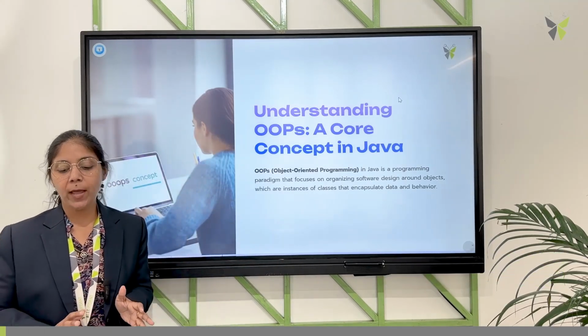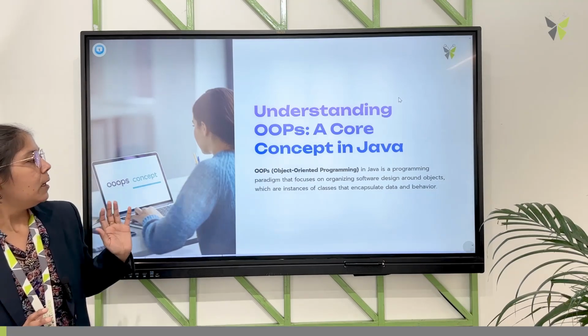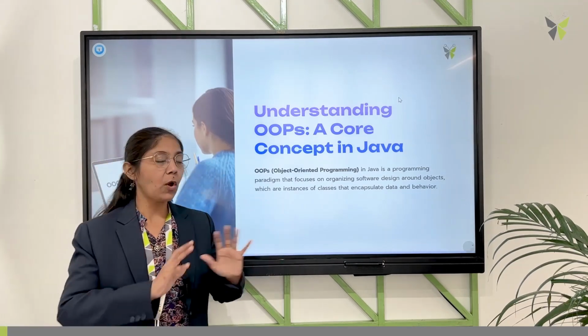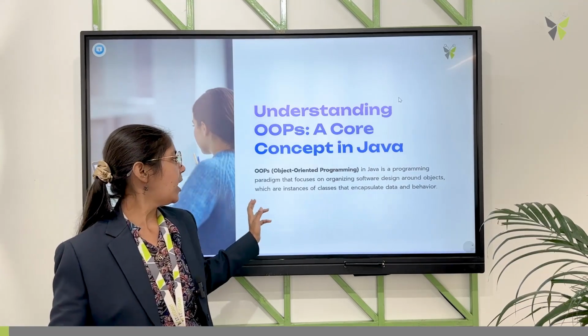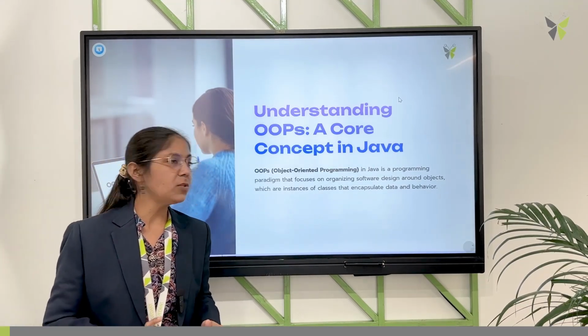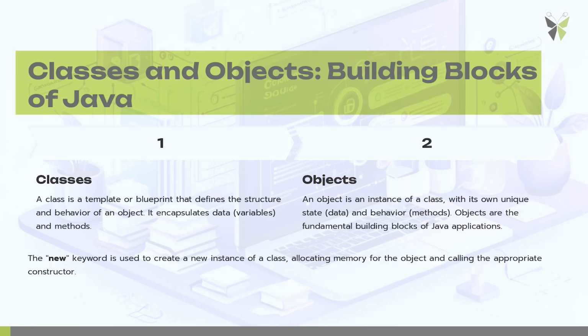Object-oriented programming in Java is a programming paradigm that focuses on organizing your software design around objects, which are the instances of a class that encapsulates the data and the behavior. Let's discuss the different components that are part of object-oriented programming. The first major component is an object and a class.